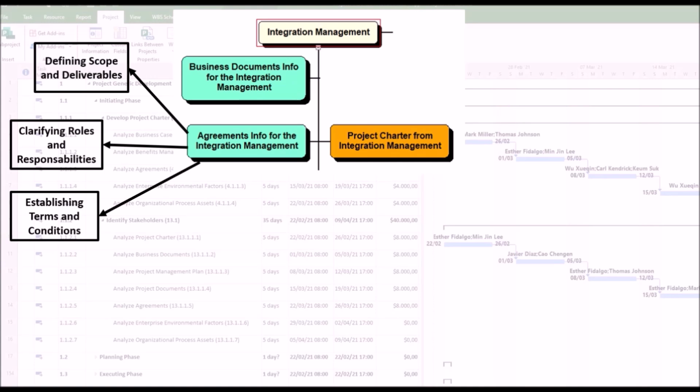3. Establishing terms and conditions. Agreements include terms and conditions related to payment, timelines, penalties, and other legal or financial aspects. These details are critical for the project charter to ensure the project is feasible and aligns with organizational policies and legal requirements.